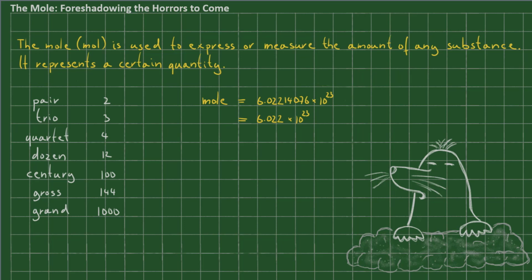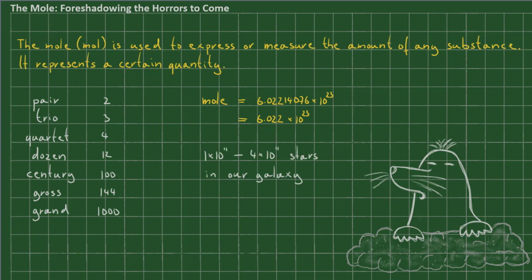So if I was to say that I have a mole of rubber bands, it would mean that I have 6.02214076 times 10 to the 23rd rubber bands. This number is often rounded down to 6.022 times 10 to the 23rd. It is still a ridiculously large number.